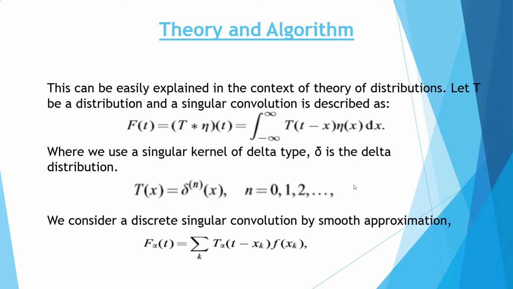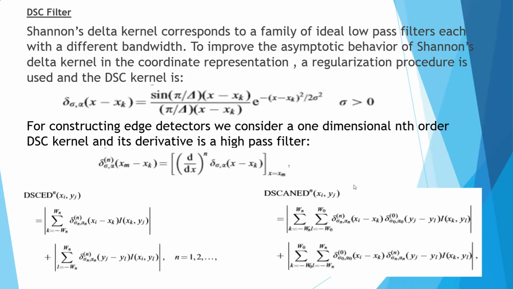We have a T, which is a distribution, and singular convolution is explained as presented on the screen. We use a singular kernel of the delta type. After smooth approximation, we get a discrete singular convolution, which is represented by the equation f alpha of t. Now we have a DSC filter.